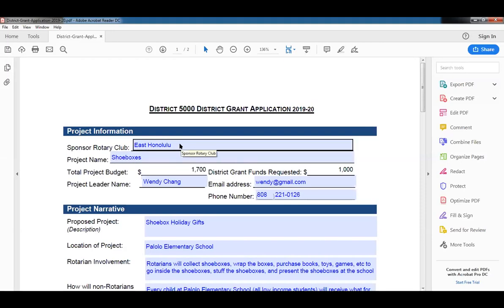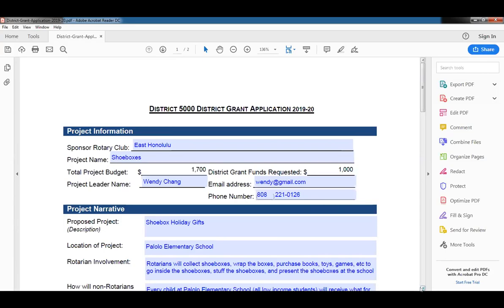Right now it does. You type in your sponsor, your Rotary Club name, and a simple name of the project. You don't fill in the total, you only fill in the blue areas. You don't fill in the total project budget and the district grant funds requested. That will automatically fill itself in. Put down someone who's going to be responsible for the project. It doesn't have to be the president. Usually it's the person who's in charge of the project, and a phone number where they can be reached.